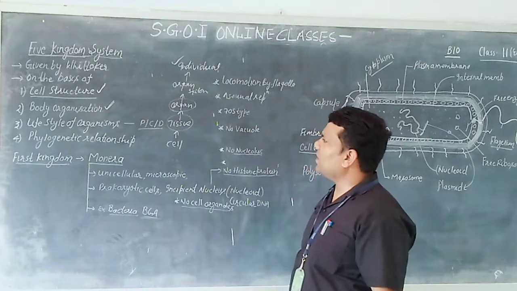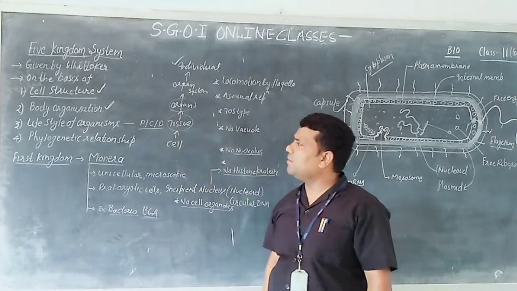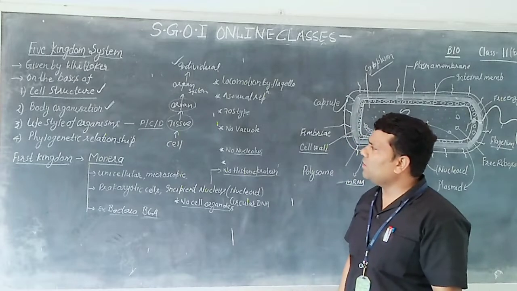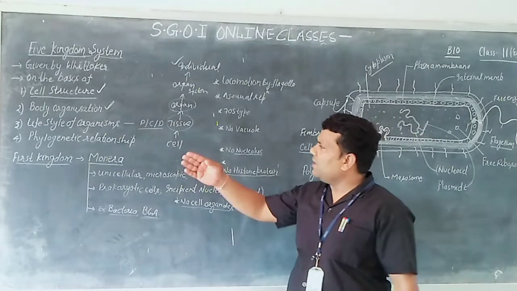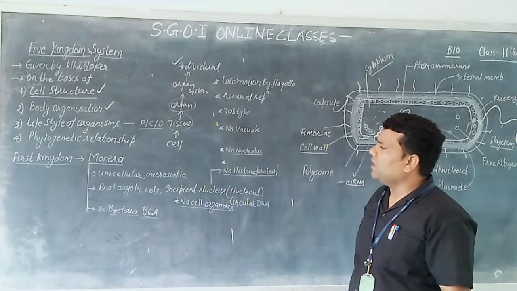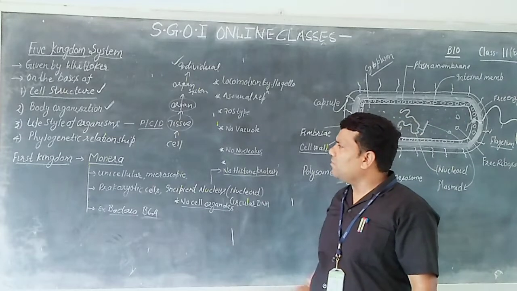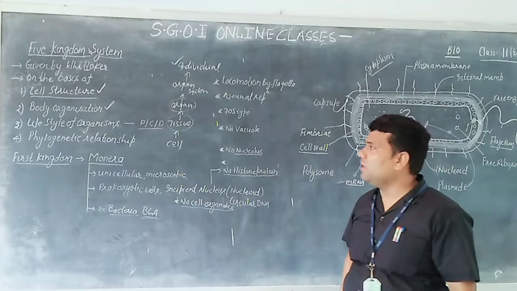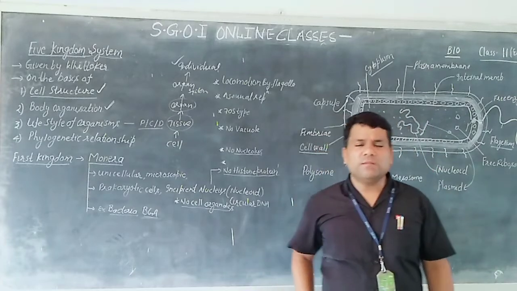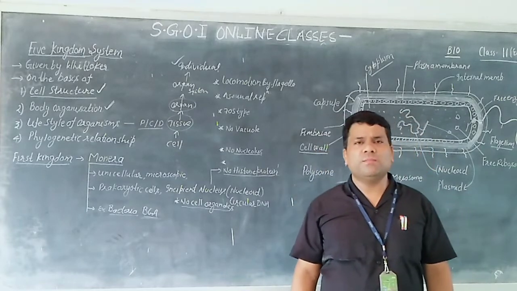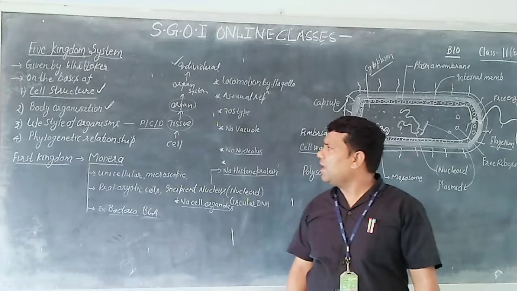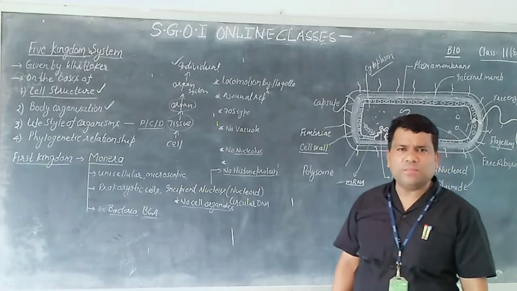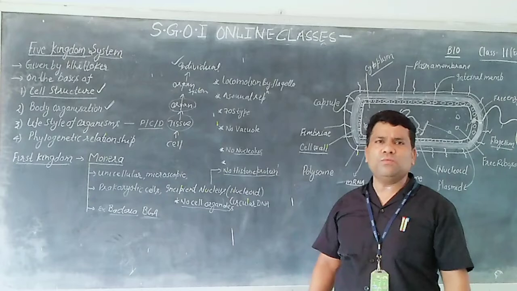So this body organization is very important for classification. Now the third point is the lifestyle of the organisms. As you know, what is the lifestyle of the organisms? The lifestyle means that many organisms make their food on their own. It means that they are called producers. They are called producers, those organisms which produce the food.